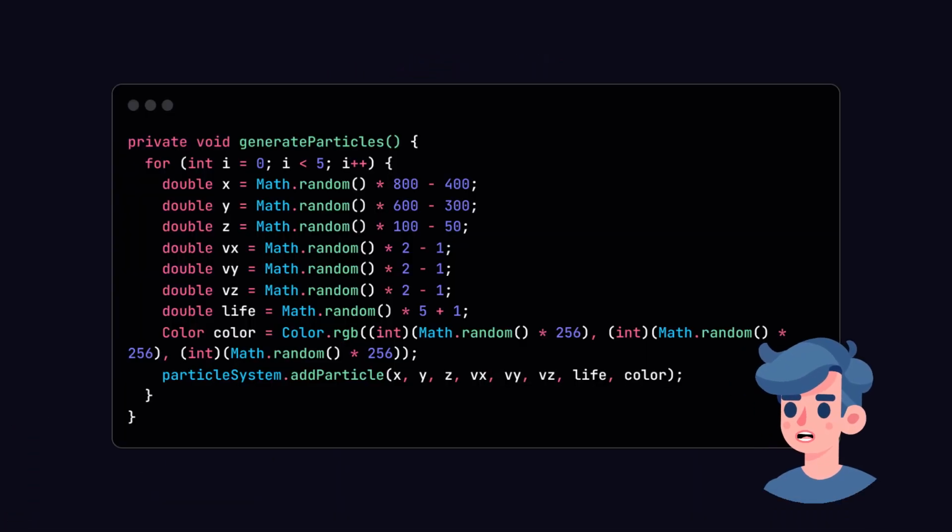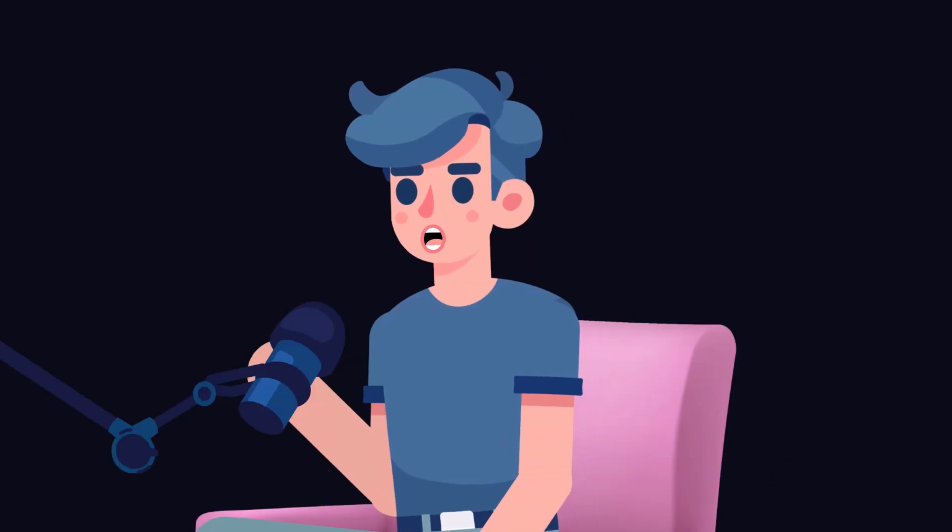Let's add functionality to generate particles. We can add a method that creates new particles at random locations with random velocities and colors at designated intervals. In the GenerateParticles method, we utilize random values to create new particles with varying properties. This will give our particle effect a more dynamic feel.